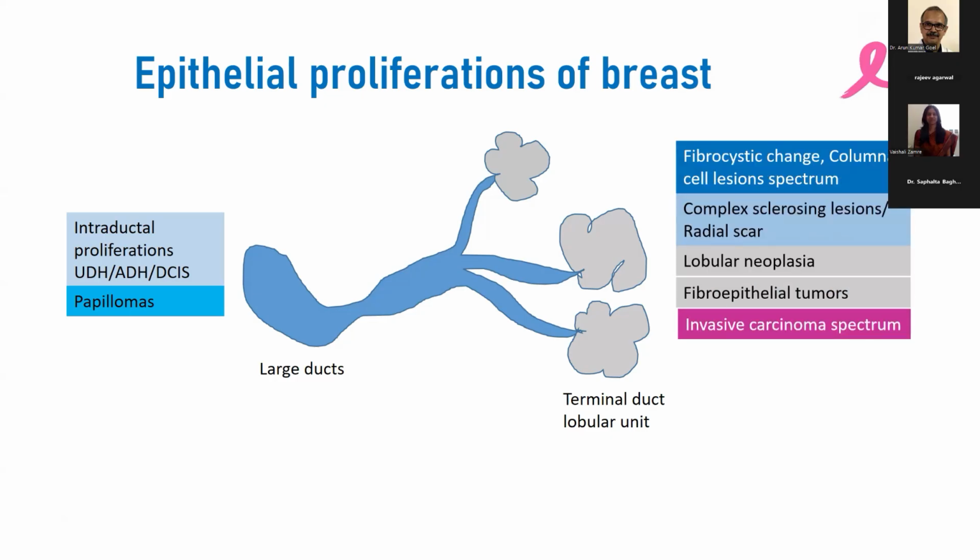And what are the chunk? You have fibrocystic change, you have columnar cells, you have all the epithelial proliferations, which are lobular neoplasia, fibroepithelial tumor, and even invasive carcinomas are thought to come from this part. And that's why we don't use the invasive duct carcinoma term anymore.